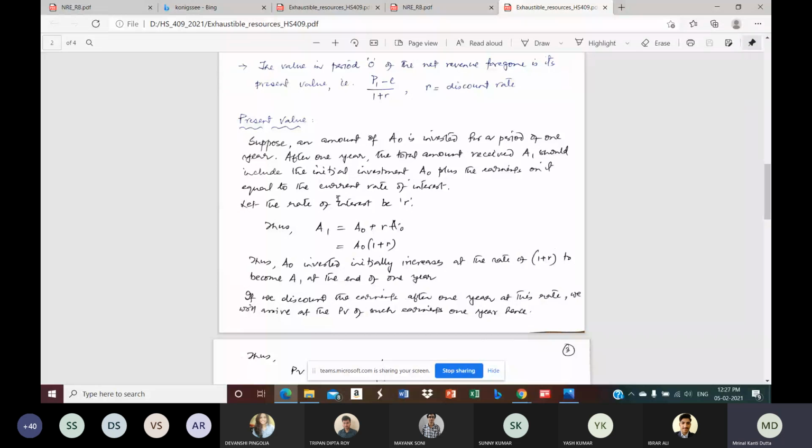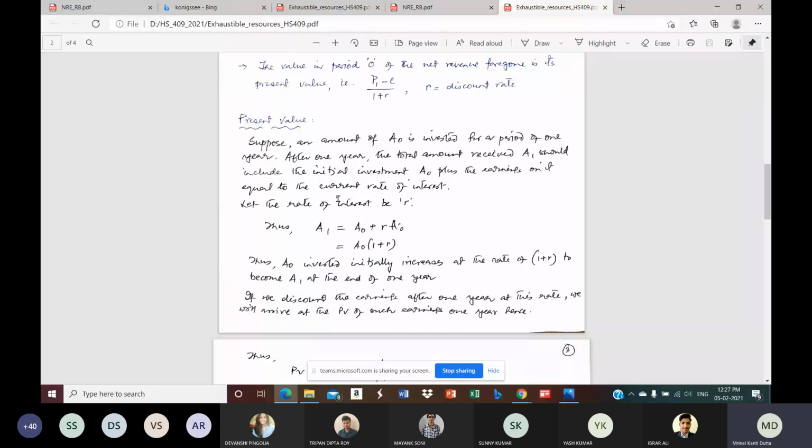So this is the opportunity which will be lost in taking the decision of selling the unit of the resource today. That's why it also represents the user cost of the decision to make use of the resource. So obviously, when the resource owner has to decide whether to extract the resource today or to retain it in the ground, he will have to compare these two values: whether P naught minus C is equivalent to P1 minus C by 1 plus R, or greater than or less than.